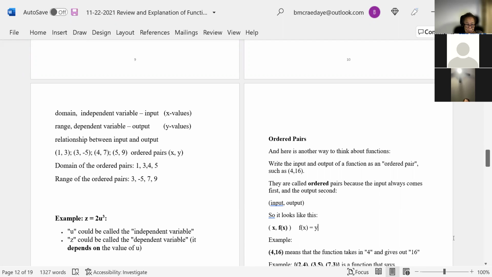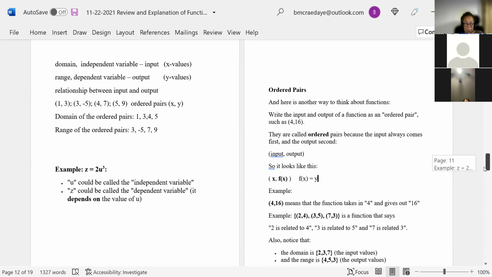So wait, how do you get the 16? I said the function takes in a 4. That's my input, right? And it gives out 16. To go from 4 to 16, what is the relationship? You multiply 4 times 4, and 4 times 4 is 4 squared, right? So you square the 4 and get the output. That's the relationship: square the input to get the output.